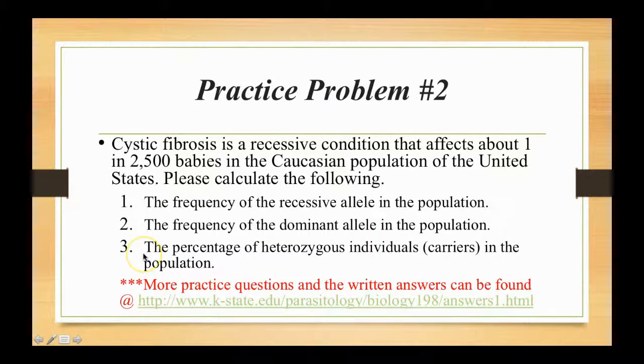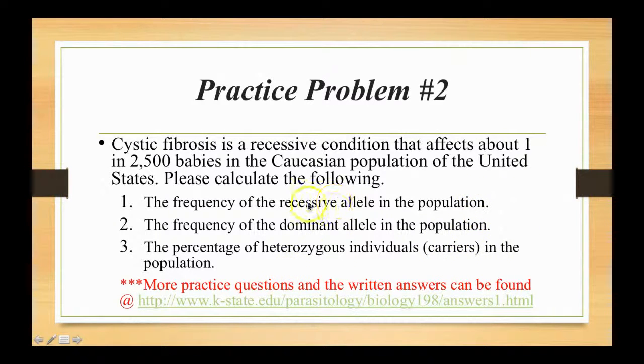And then the last question asks, what is the percentage of heterozygous individuals, the carriers, in the population? Before we solve this, you should know what is meant by carriers. If it says carriers, the person is not infected, but has a possibility of passing on the recessive allele. So it should be asking for big A small a. What is the percentage of that?